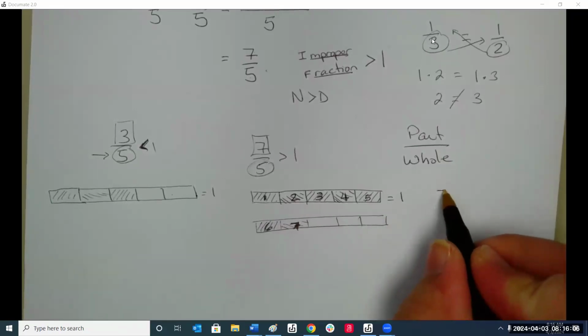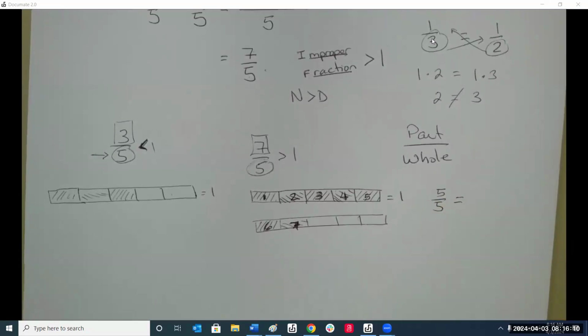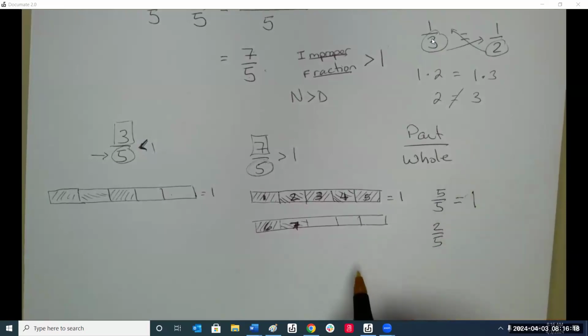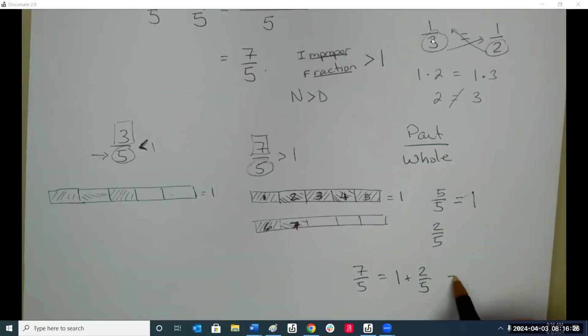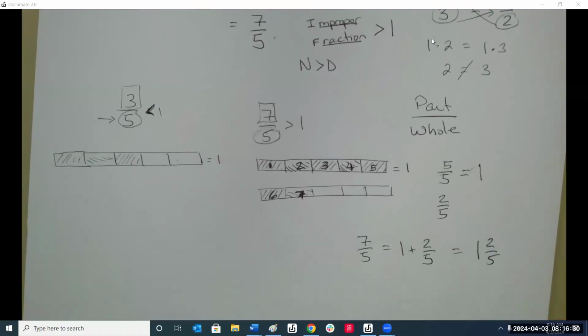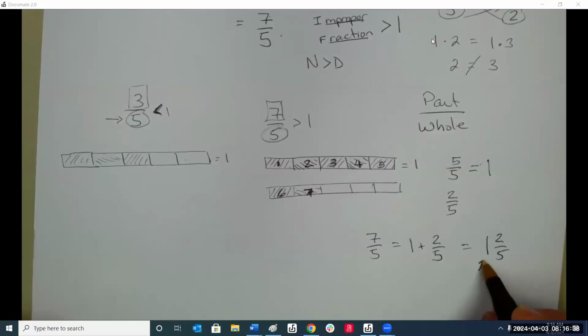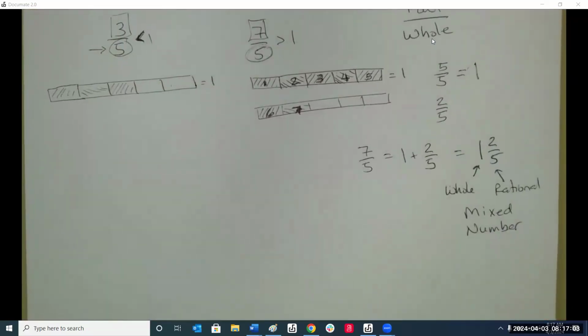So if we had five blocks out of five, that equals what? One. And then we have two out of five blocks. So 7/5 is equal to 1 + 2/5, which we learn how to write as that. And that's called a what? What kind of number is this? It's a whole number or an integer. What kind of number is this? Rational. So a number that is a whole and rational is called a mixed number. Because it's mixed up of both things.